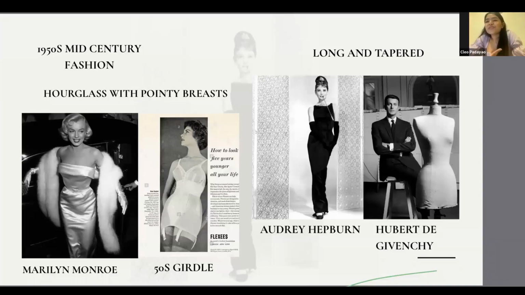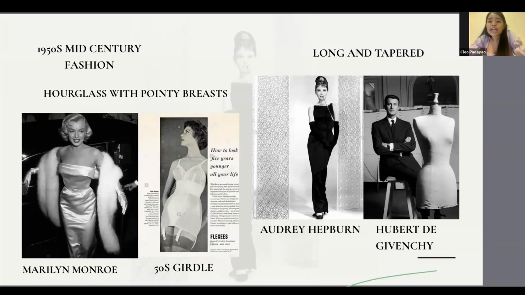So other women like Audrey Hepburn also embraced her natural body. So a long and tapered look was also popular. And this is Audrey Hepburn in her movie Breakfast at Tiffany's, as you know. This was already in 1961, but I just chose this picture because this is so iconic. And this exemplifies the long and tapered look.